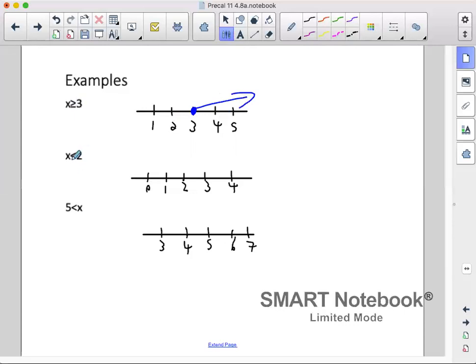Next one, we don't have our equal to, so it's going to be an open dot at 2. It's less than 2, so our arrow will be going that way. Next one, we've got 5 is less than x, so therefore our arrow is going to go to the right.